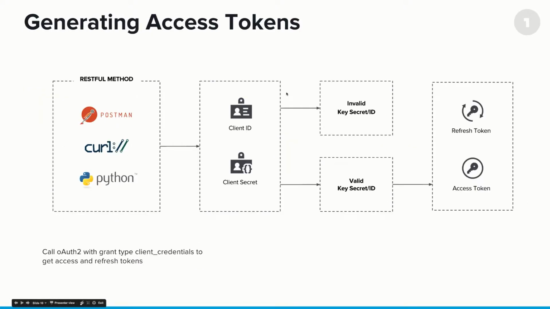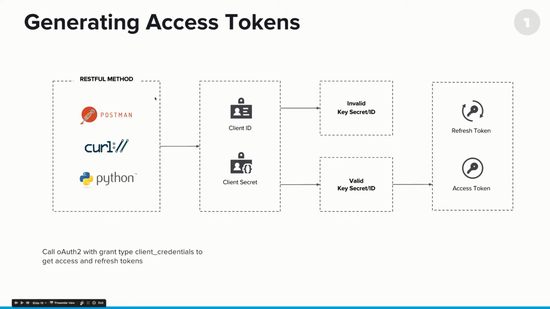So generating an access token, how do you do this? Well, as I said before, you provide a client ID and a client secret. If those are valid, it'll return an access token and a refresh token. Of course, if they're invalid, it'll return an error message. And this is done through the OAuth 2 flow, using what's called a grant type of client credentials to get an access and refresh token.